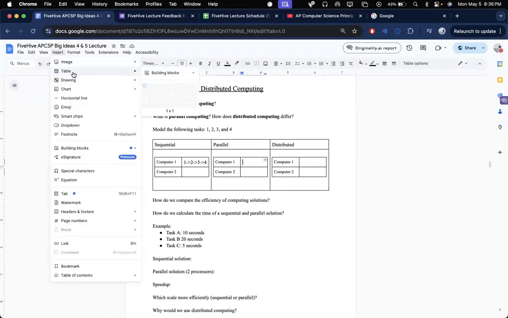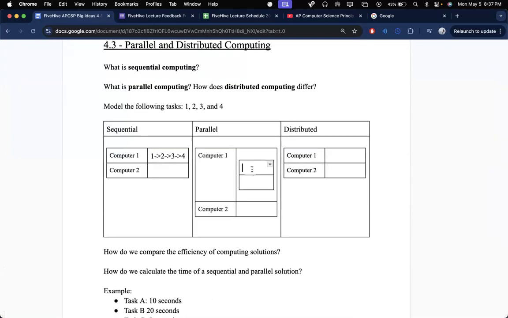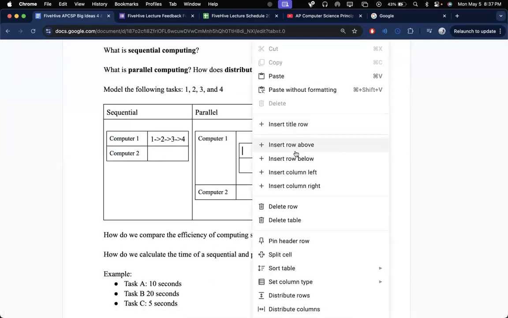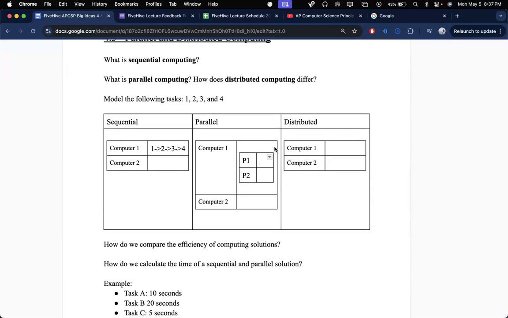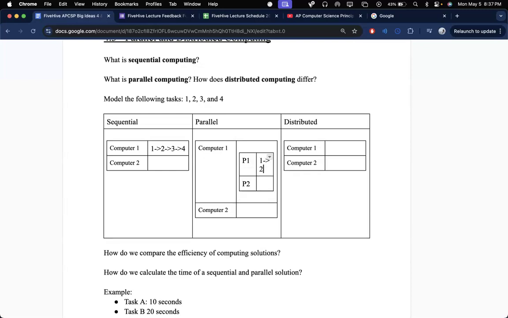So within one computer, we know that there can be multiple processors, right? So say two processors here. And actually, I'm going to add one column left and say P1 and P2, right? So if we have multiple processors, then we can split up the work to say have 1 to 2 on the first processor.